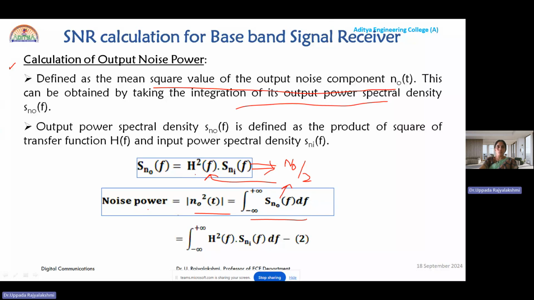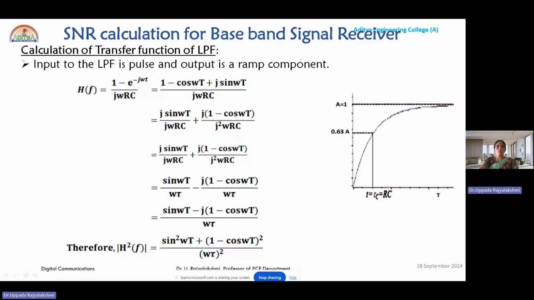First, let us calculate the square of the transfer function H of f. Then you can substitute here to get the output noise power. So first of all, let us calculate the transfer function of the low pass filter. Here the input to the low pass filter is a pulse having an amplitude of A for the stipulated interval 0 to t. If the input is a pulse, the output is a ramp for the integrator, which is expressed as H of f equal to 1 minus e power minus j omega t by j omega RC. Here at time t is equal to t, let us replace it.